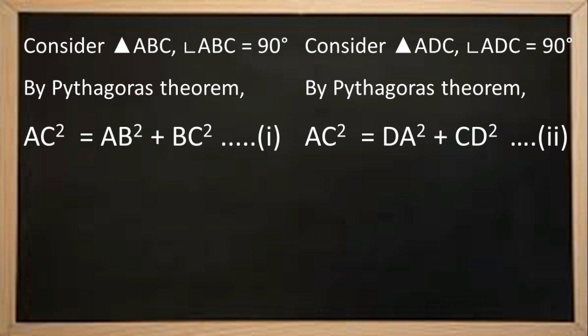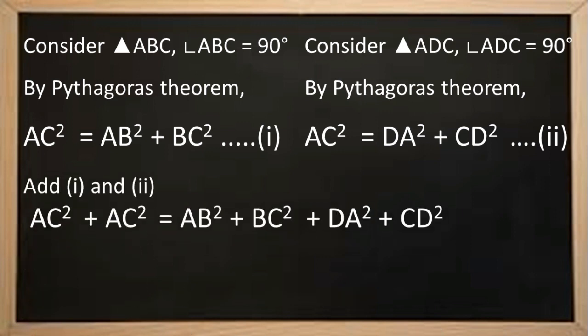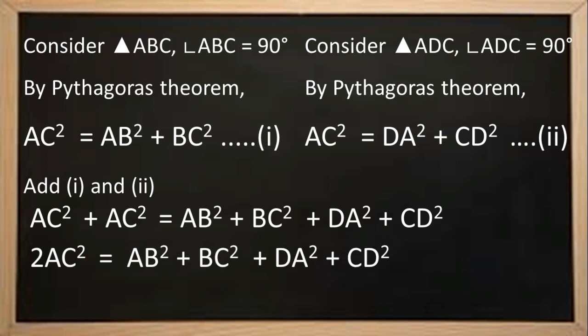Just observe what you need to prove. We need to prove that 2AC square. So we are going to obtain 2AC square. That means to say we need to add result 1 and result 2. AC square plus AC square will be equal to 2AC square.